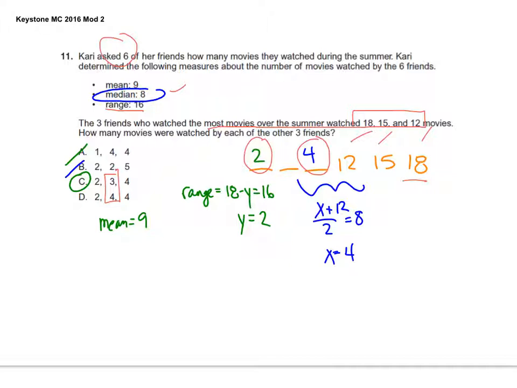So I can use my calculator to say, well, if I put a 3 into this spot and I add them all up and divide by 6, does that give me the mean of 9? And the answer in that case was yes. I, of course, take a minute and check D, make sure D doesn't work, but it didn't. C is your best option.